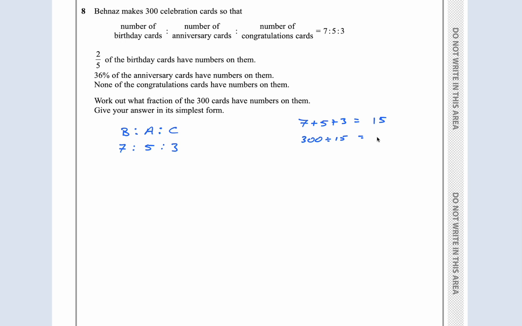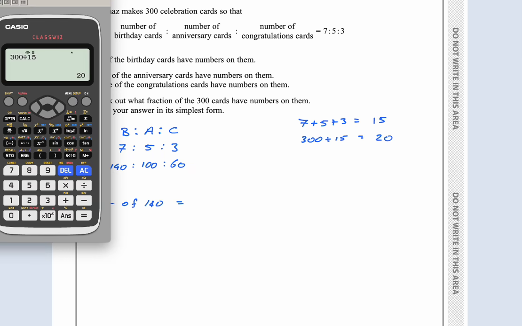300 divided by 15 is 20. And then I'm going to do 7 times 20 is 140. 5 times 20 is 100. And 3 times 20 is 60. So now the ratio of the number of cards is 140 birthday cards, 100 anniversary cards, 60 congratulation cards. Okay, then 2/5 of the birthday cards have numbers on them. So let's do 2/5 of 140. You can just do 140 times 2/5, or divided by 5 multiplied by 2, and we get 56.